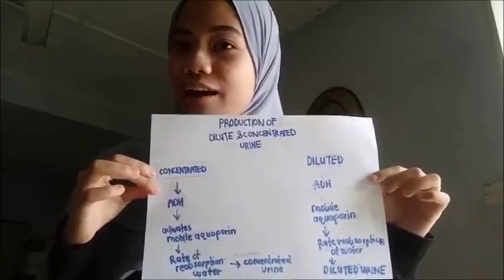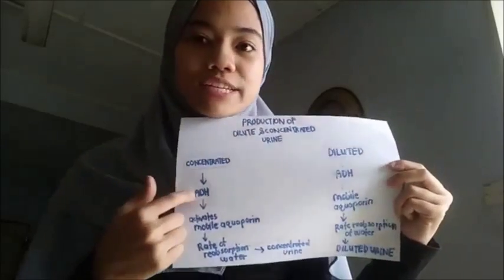I will explain to you learning outcome number 3, which is the production of concentrated and diluted urine. The kidney will maintain water homeostasis by adjusting the volume of urine. If we have a high water intake, it will increase the volume of urine up to 20 to 50 ml. While for low water intake or high water loss, it will lower the urine volume.